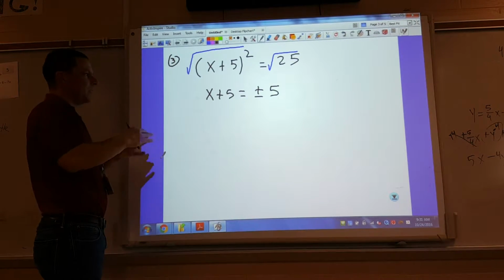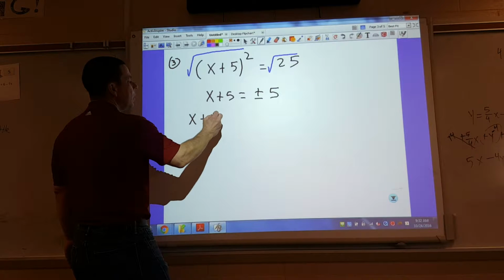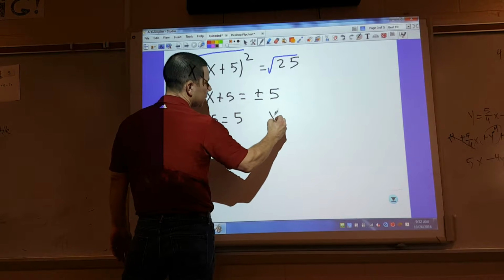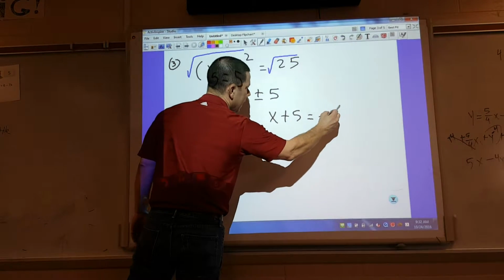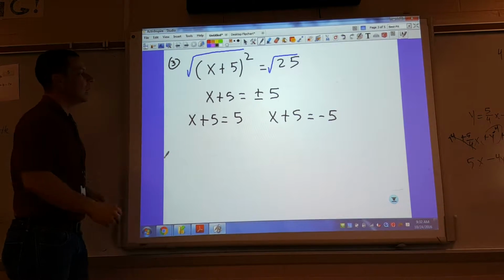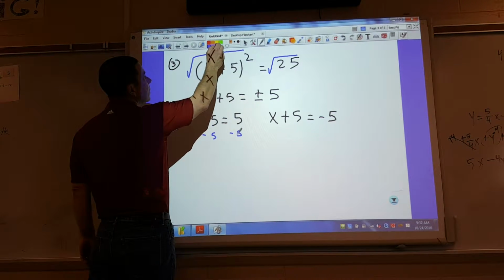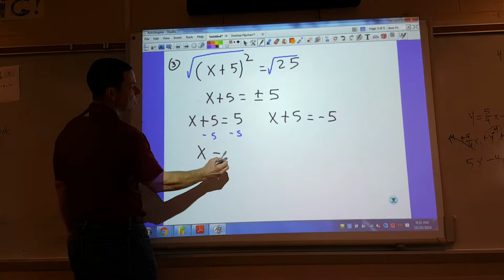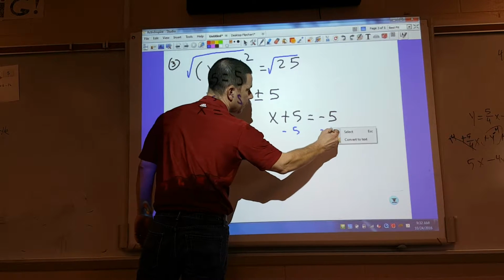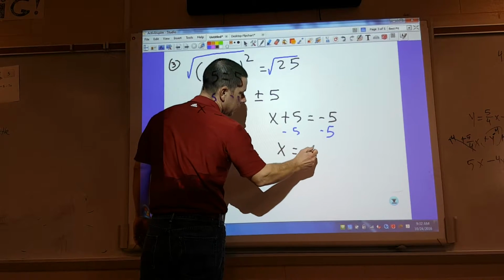And I think it's helpful to split that up into two equations so we can see exactly what it is we're doing. We have x plus 5 being equal to positive 5, or x plus 5 being equal to negative 5. So we need to solve both of those equations each time. So we will subtract 5 and subtract 5. So here we get x equals 0. And on the other one, we'll subtract 5 and subtract 5. And we get x equals negative 10.